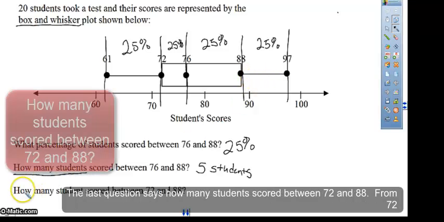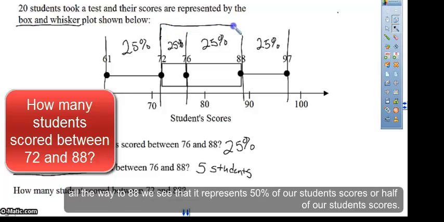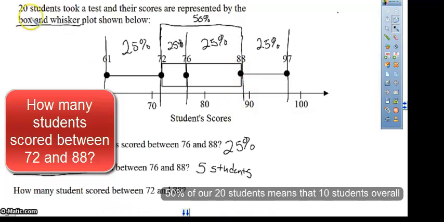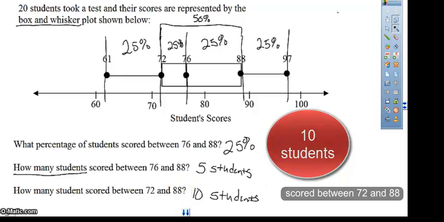The last question says how many students scored between 72 and 88. Well, from 72 all the way up to 88, we see that that represents 50% of our student scores, or half of our students scored between these two values. 50% of our 20 students means that 10 students overall scored between 72 and 88.